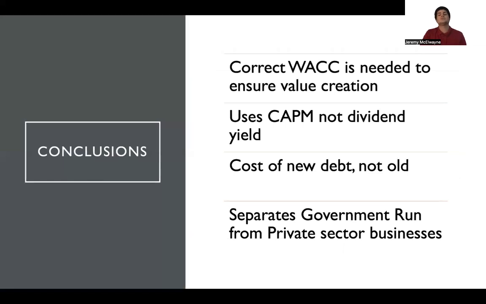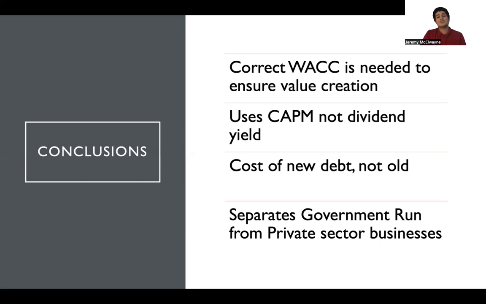So, some conclusions. The correct weighted average cost of capital is needed to ensure proper value creation, delivering that value to shareholders. For the cost of equity, you must use the CAPM and not the dividend yield, especially in the cases of companies that have recently gone public, due to them not necessarily having an extensive dividend history, so you can't really draw any conclusions from that. You must find the cost of new debt, not old. Otherwise, you might have either too high or too low of a number in the cost of debt, because that fluctuates based on the market.